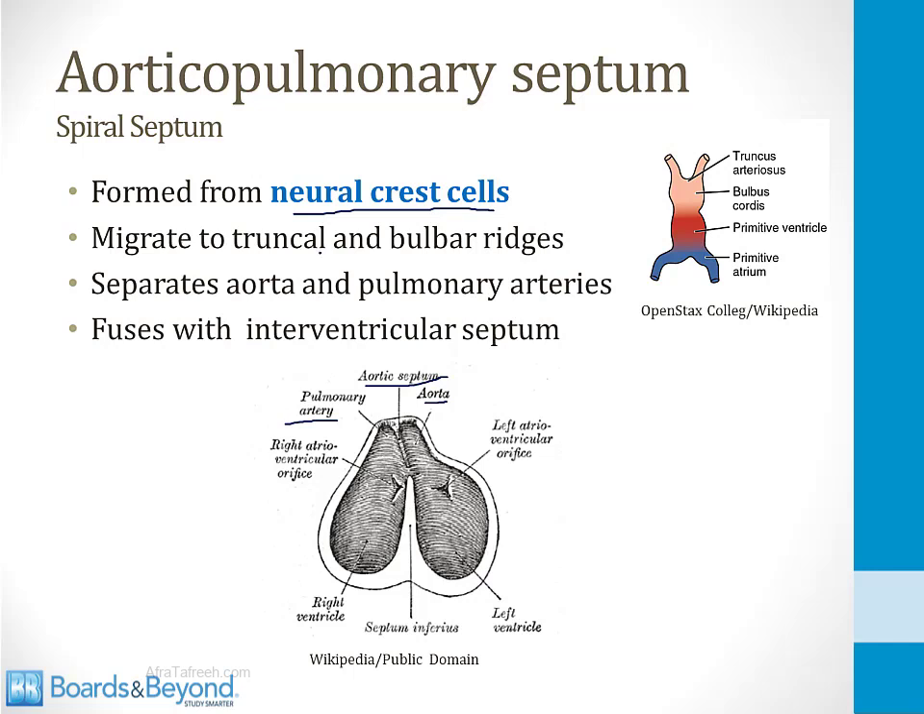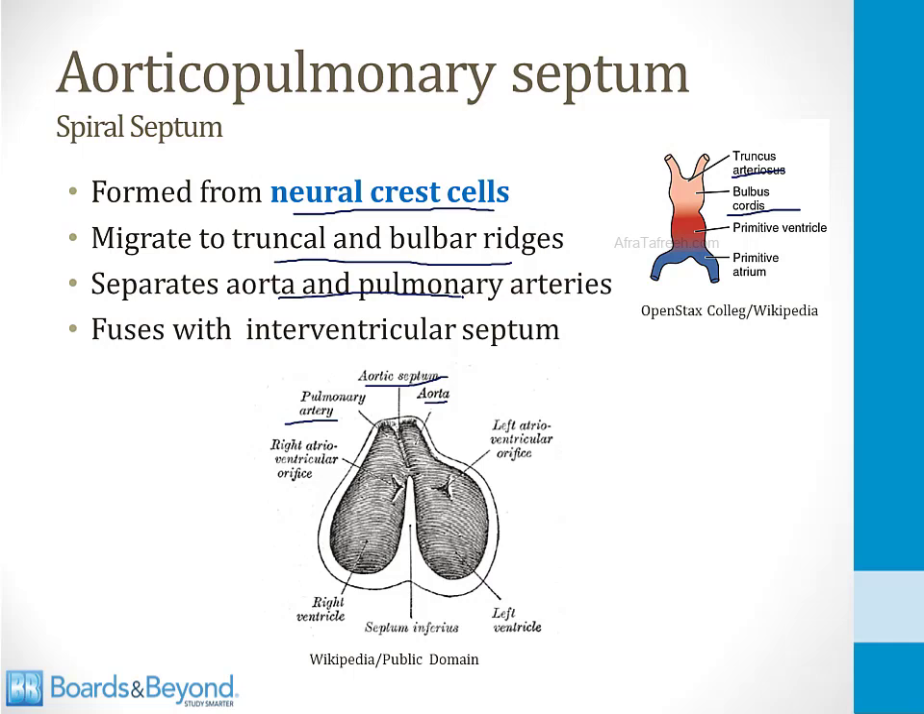These cells migrate to areas in the primitive heart tube called the truncal and bulbar ridges. If you look over at the drawing on the right side of the screen here, there are ridges between the truncus arteriosus and the bulbus cordis. The neural crest cells migrate there, and then they form this septum which separates the aorta and pulmonary arteries.